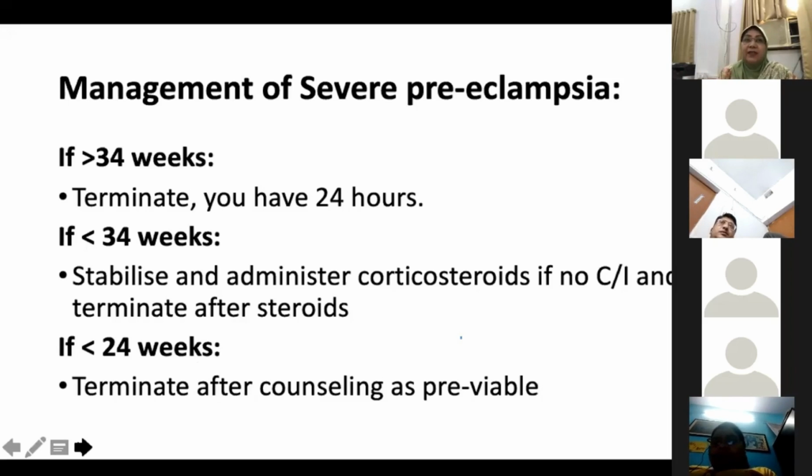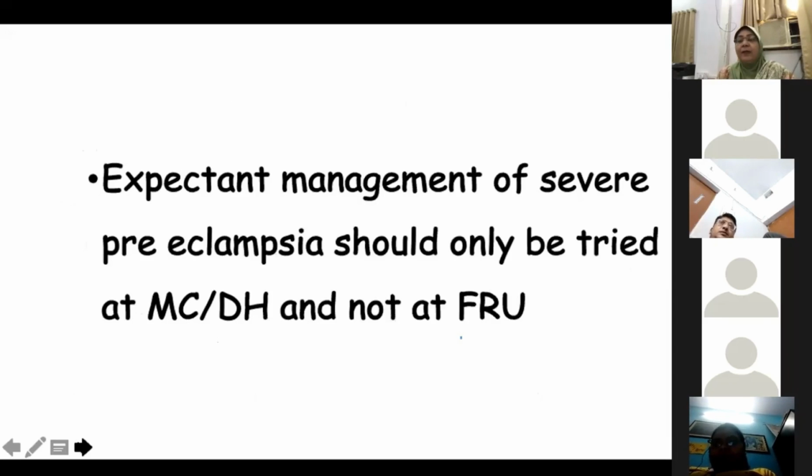Please, if there's risk to you, please agree for termination. I hope I'm clear. Expectant management of severe preeclampsia should only be tried in a medical college or a district hospital and not at the FRU.